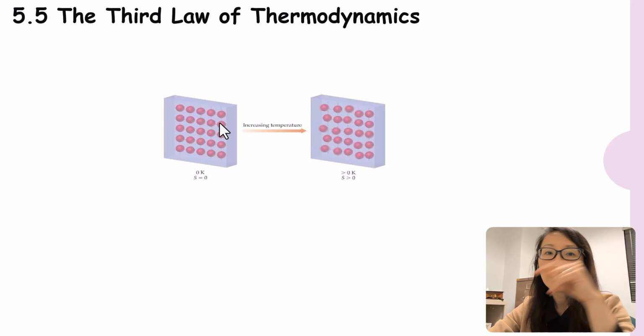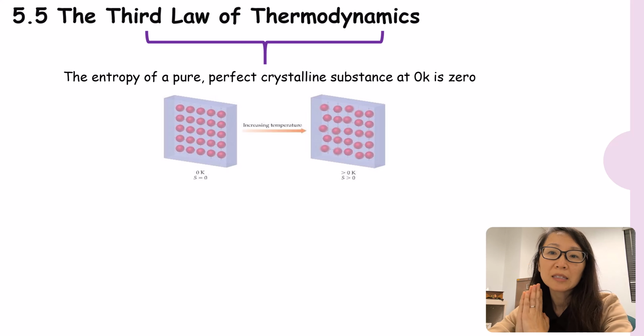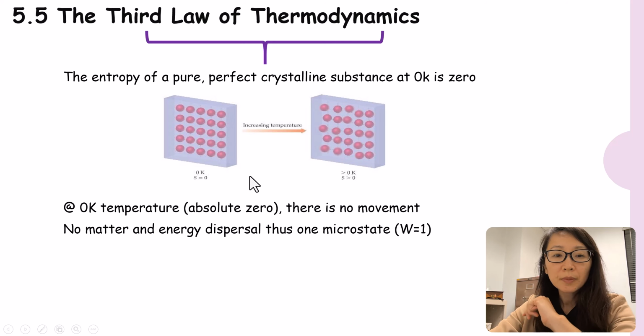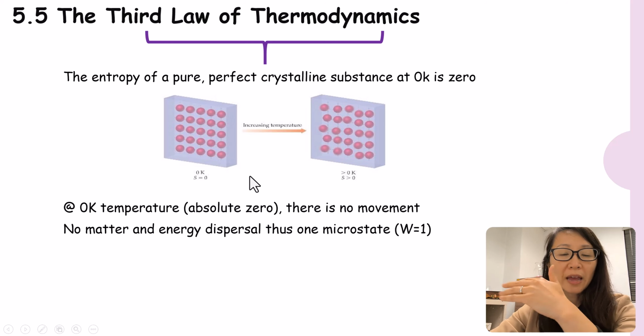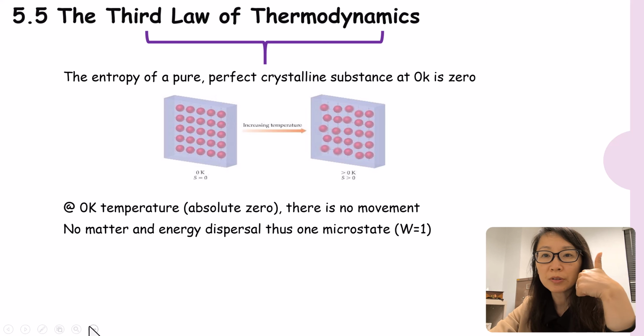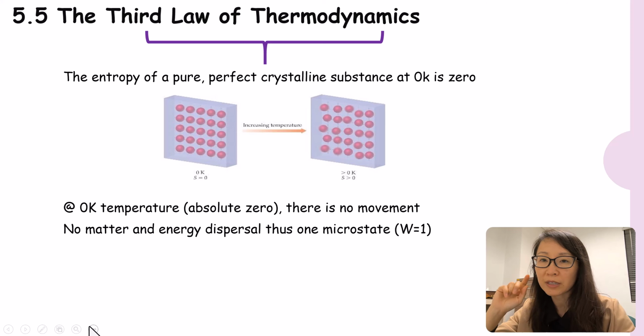There's nothing. So based on the third law of thermodynamics, the entropy of a pure and perfectly crystalline substance at 0 K is 0. It's saying the entropy is 0 at 0 K. In other words, at absolute zero, there's no movement, meaning there is no matter dispersal. Matter is not dispersing. There's no energy dispersal as well. So that means there is only a microstate of 1.